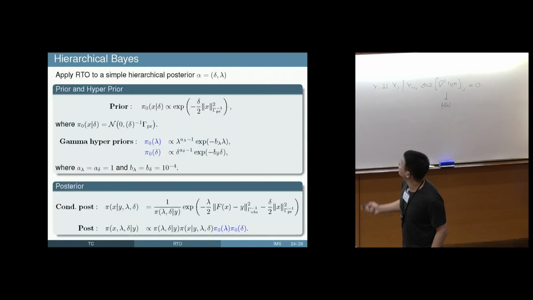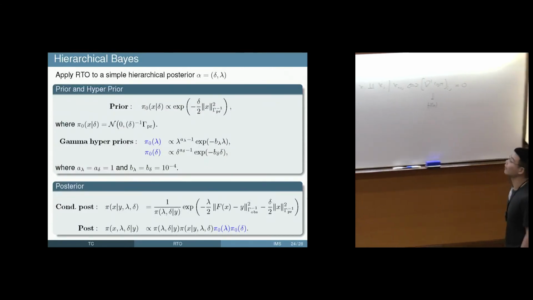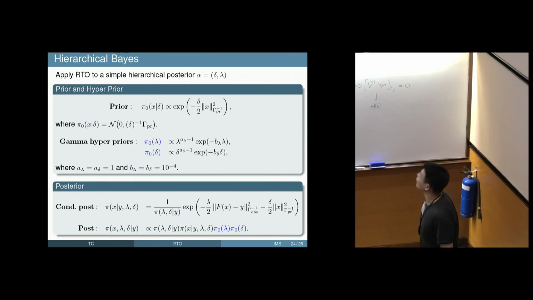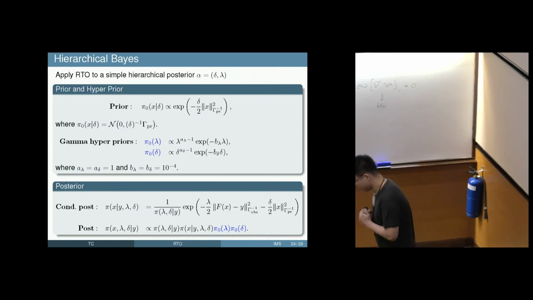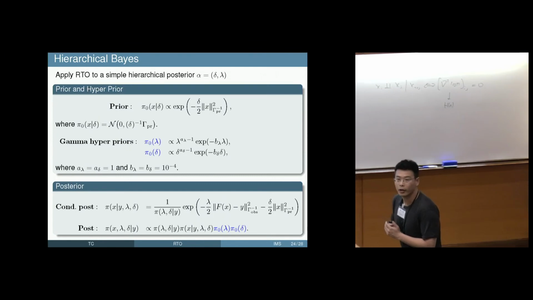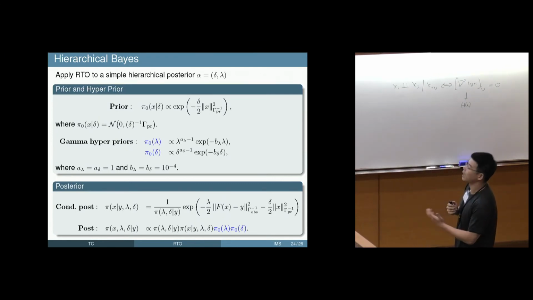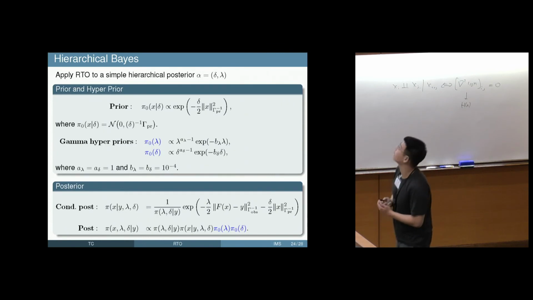All right, so in the last couple of minutes, I want to move to the hierarchical framework. This is still work in progress, and I will show you some very initial results. Here we are not only interested in the conditional posterior, we are also interested in the hyperparameters that control the scale of the prior and also the scale of the likelihood.